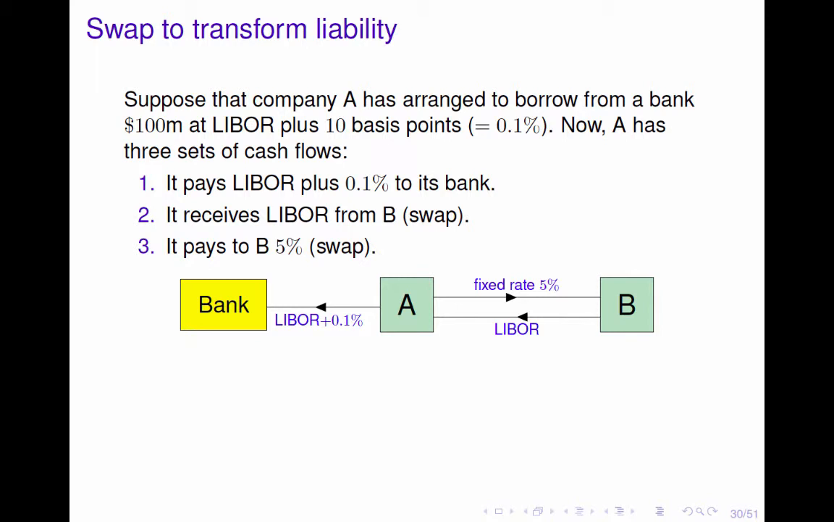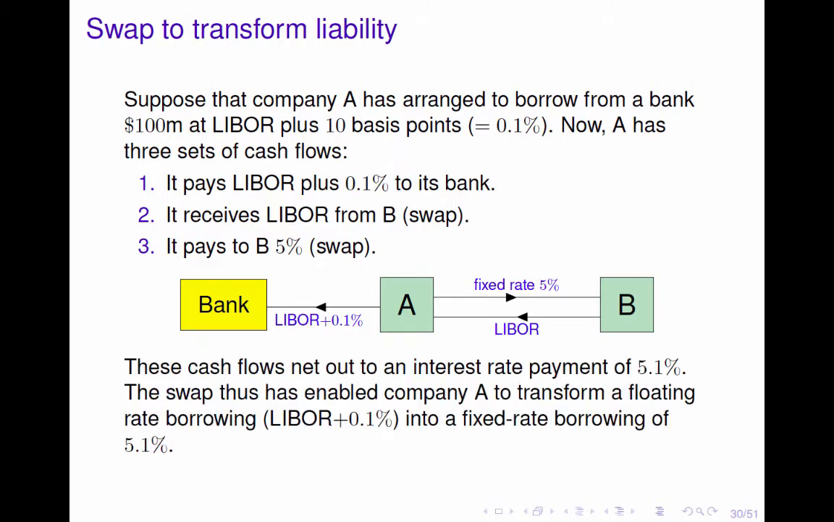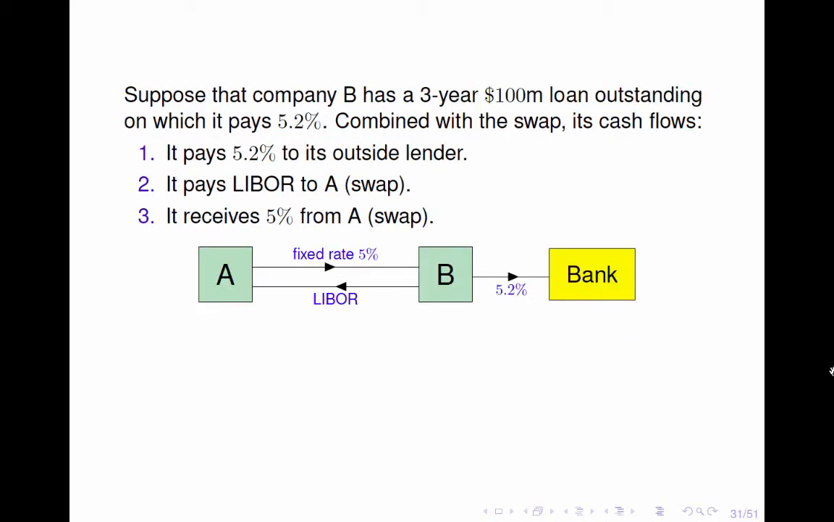Third, it pays to B at fixed rate 5%, which is also from the arrangement of the swap. These cash flows net out to an interest rate payment of 5.1%. This swap thus has enabled company A to transform a floating rate borrowing at LIBOR plus 0.1% into a fixed rate borrowing of 5.1%.